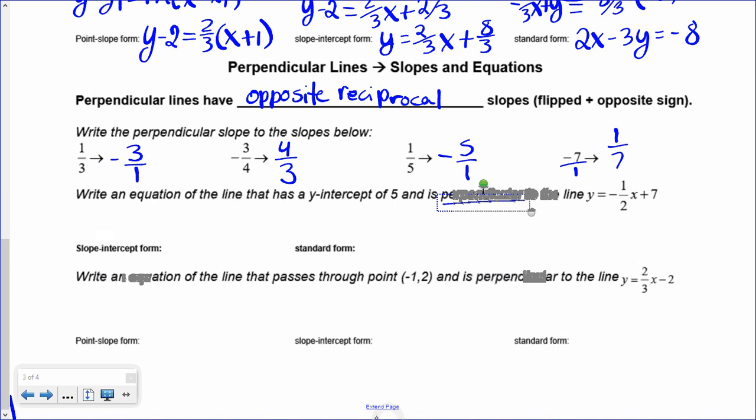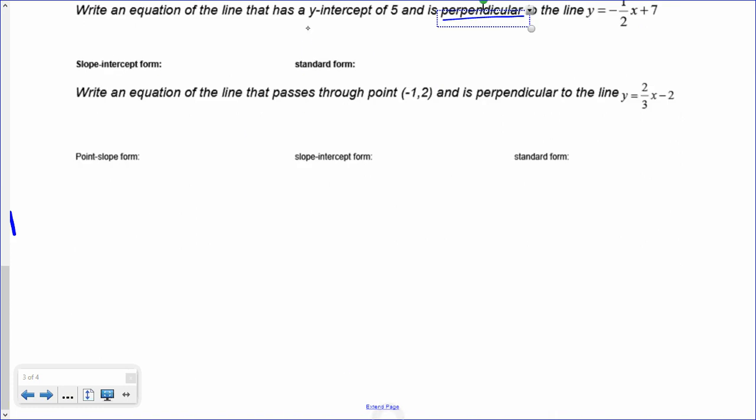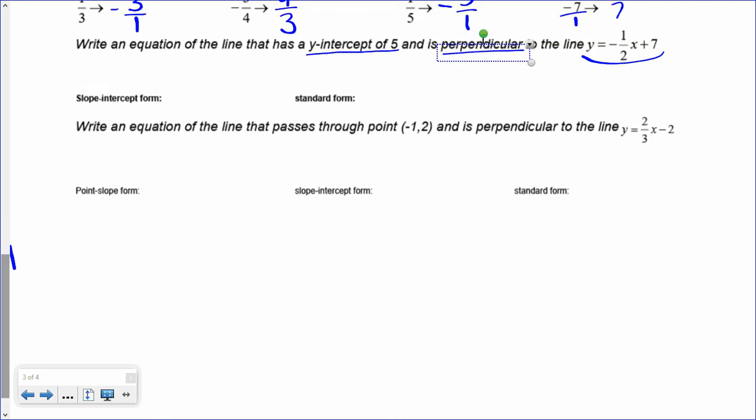Alright, so I want a y-intercept of 5 and perpendicular to this line right here. We're going to start with slope-intercept form. Again, they have provided the intercepts, we're using slope-intercept form. So it's y equals what?